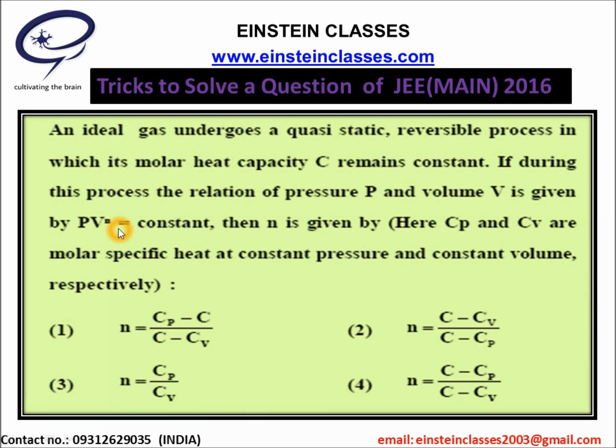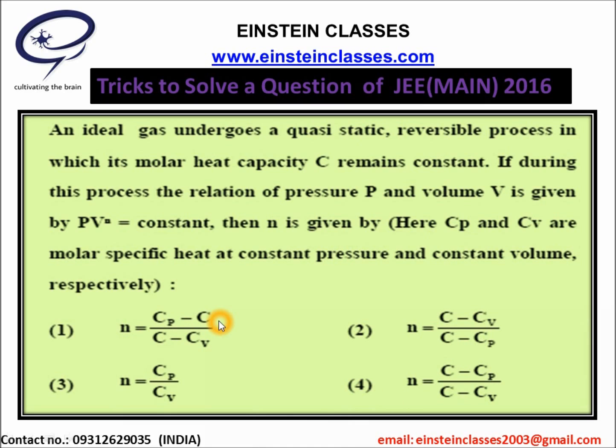What is the critical thinking process and what is the conceptual approach? If you take n equal to 0, then V raised to the power 0 becomes 1 and P equals constant. That means the process becomes isobaric. Hence, if you put n equal to 0, then C will become Cp. This concept will be satisfied only by options 1 and 4.